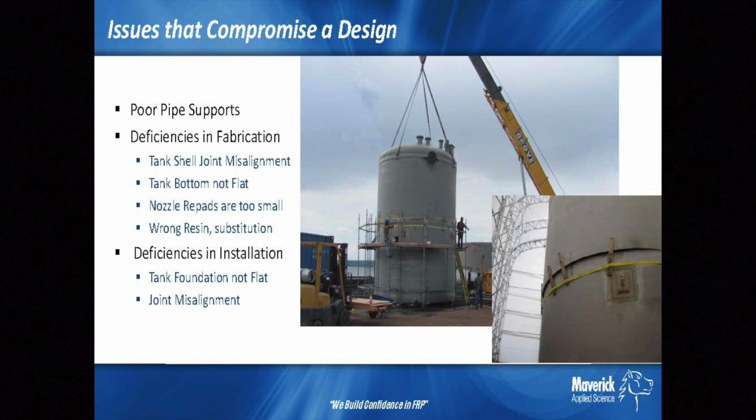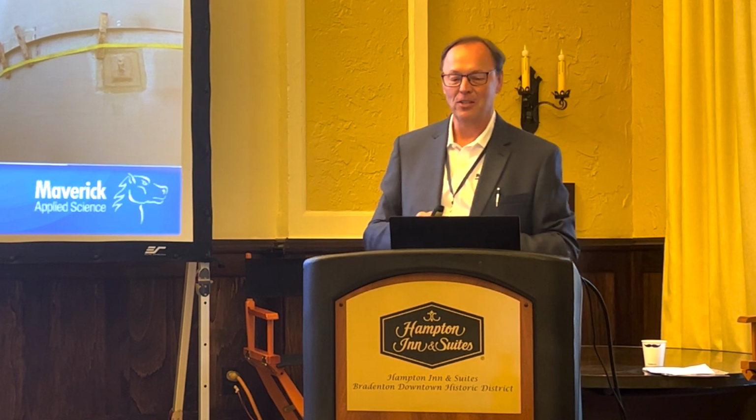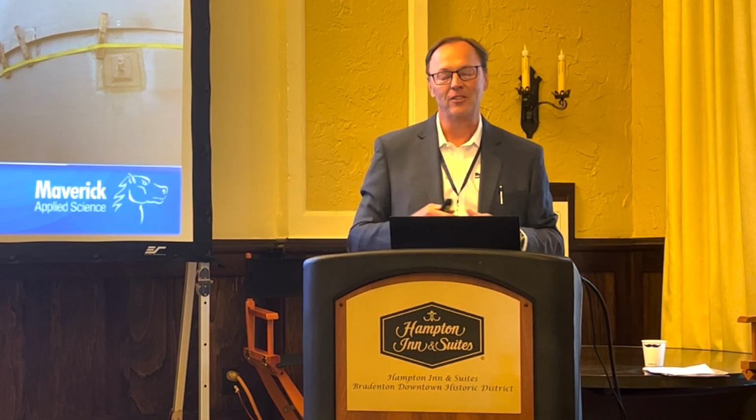In piping, poor pipe supports are a very common thing, and I'll be talking some more about that tomorrow. Deficiencies in fabrication: tank shell misalignment. What you see right here is a 20-foot diameter tank, and you can see all the boards and the strapping trying to pull it all together. There's about a 3-inch gap there. They didn't get it quite good enough to meet the standard tolerances, so it was a bit challenging. Now you've got to talk about NCRs, corrective measures, and things like that.